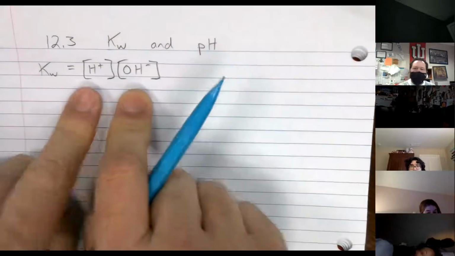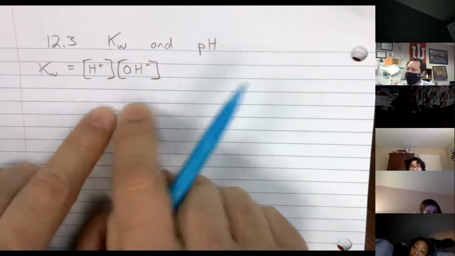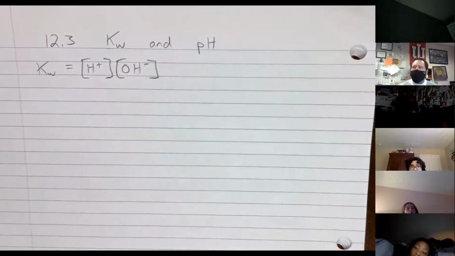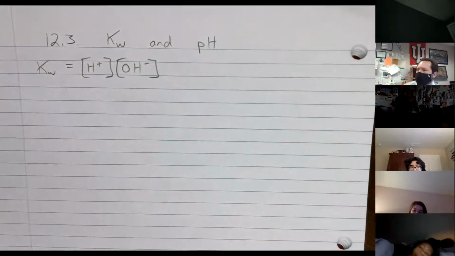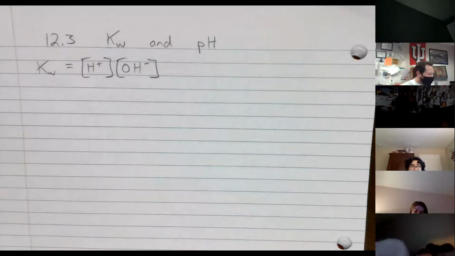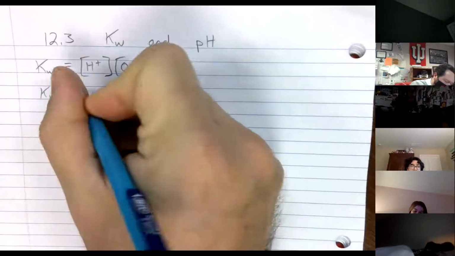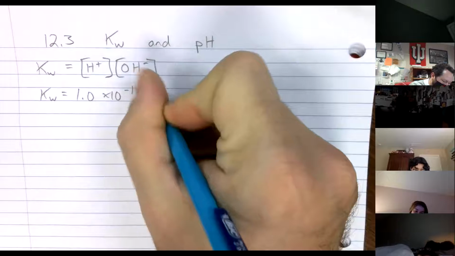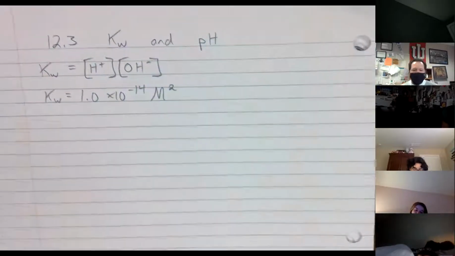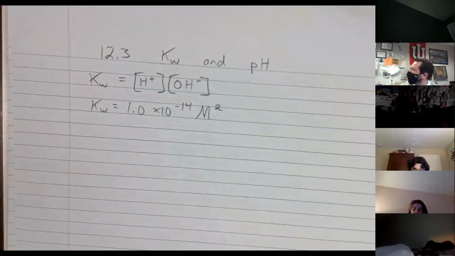Well, as it turns out, they're even more related than that. They are inversely related. And when you multiply them together, you will always get the same number. It's a constant, and that's what we call the KW. And KW has a value, at least at certain temperatures. KW is 1.0 times 10 to the negative 14th.